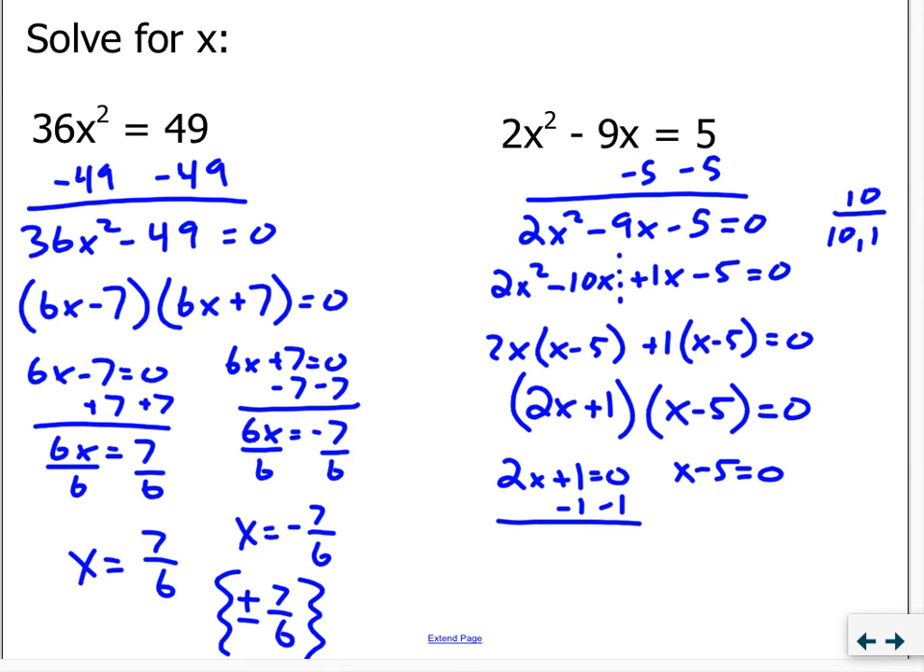If I subtract 1 and divide by 2, one of my answers is negative 1/2. And then if I add 5 to both sides, I get x equals 5. So now let's combine our factoring in order to solve a quadratic equation. Set it equal to 0, factor it, and then use our zero property of multiplication.